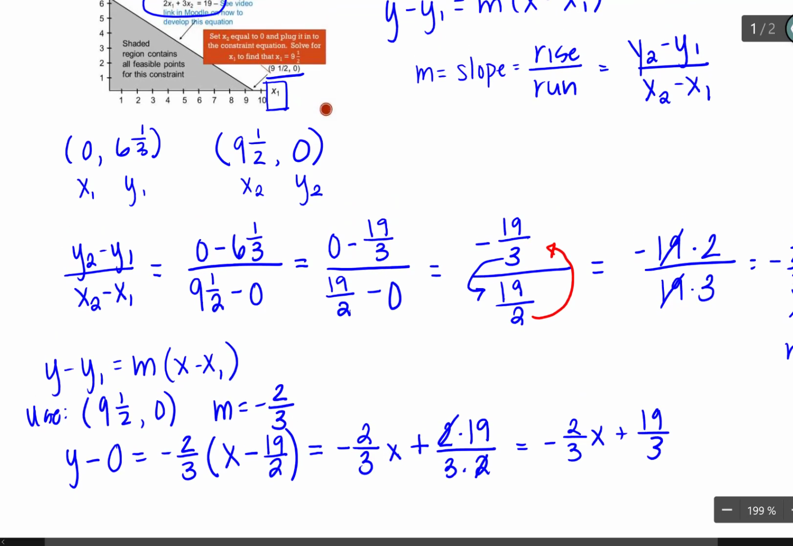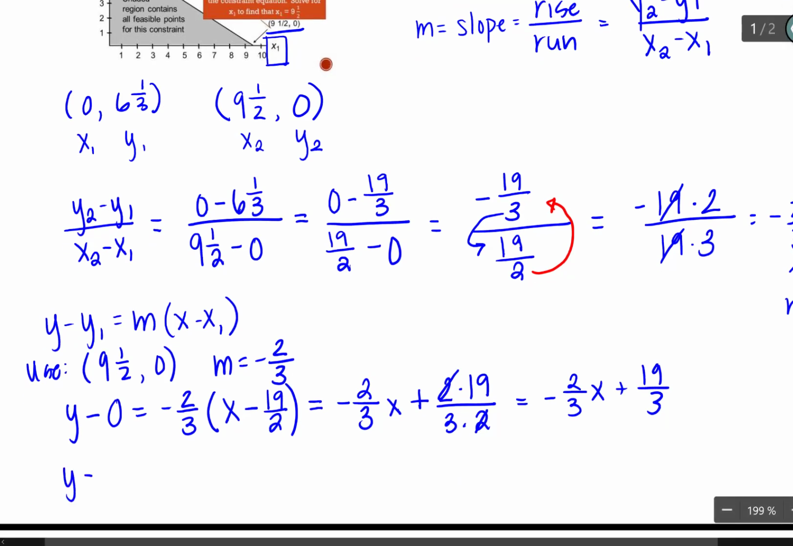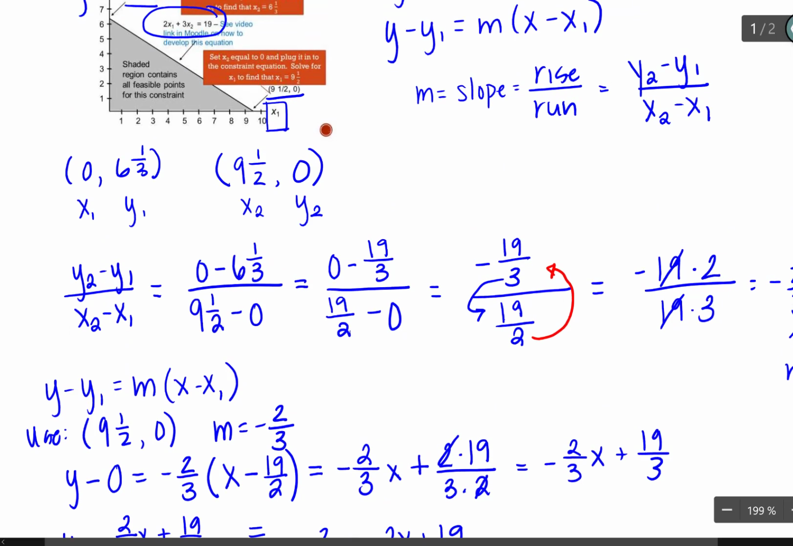Now, this still doesn't quite match up with the equation that we have way up there. So what we currently have, y minus 0 is y, equals negative 2/3 x plus 19/3. So now, if we wanted to get rid of these fractions, we could multiply everything, all three terms, by 3. So that's going to give us 3y equals a negative 2x plus 19. So we're getting closer to what they have up there in that equation.